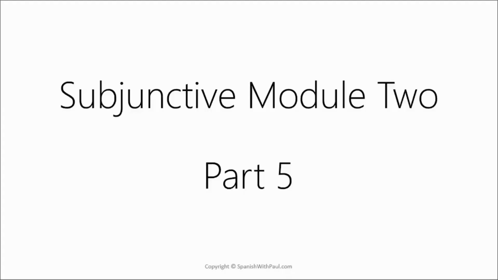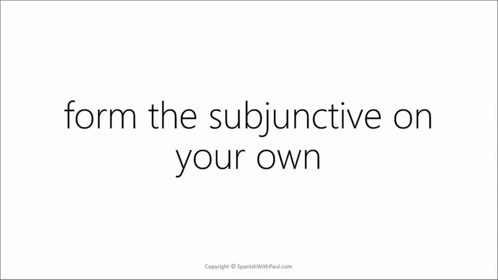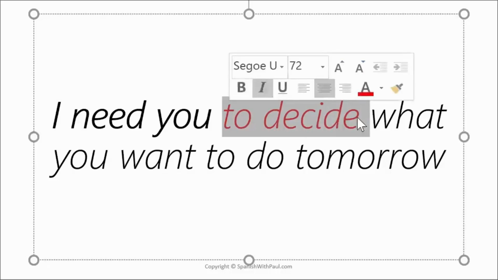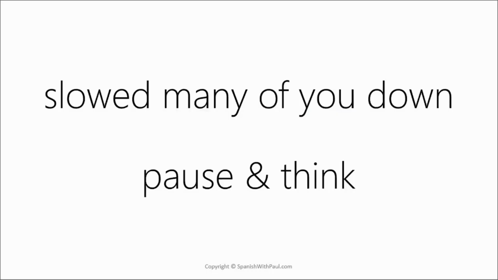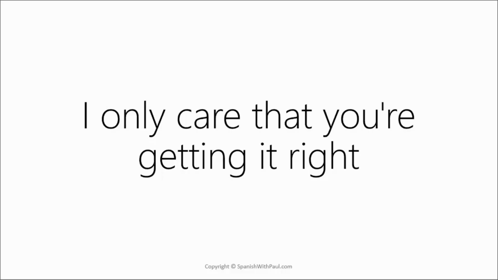Welcome to part 5. In the last video, I was more or less asking you to form the subjunctive on your own. For example, we take a sentence like, I need you to decide what you want to do tomorrow, and I was leaving it up to you to figure out how you were going to handle this verb in the subjunctive. Now, this probably slowed many of you down and you had to pause and think it out a lot, and that's all completely normal. At this point in time, I don't mind how slow you are, I only care that you're getting it right.